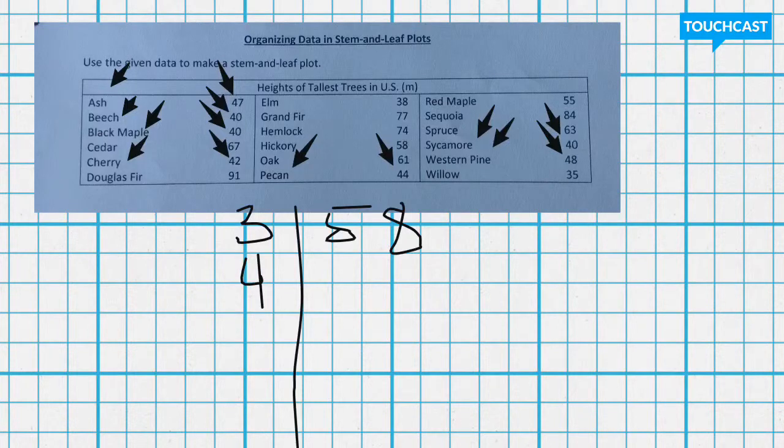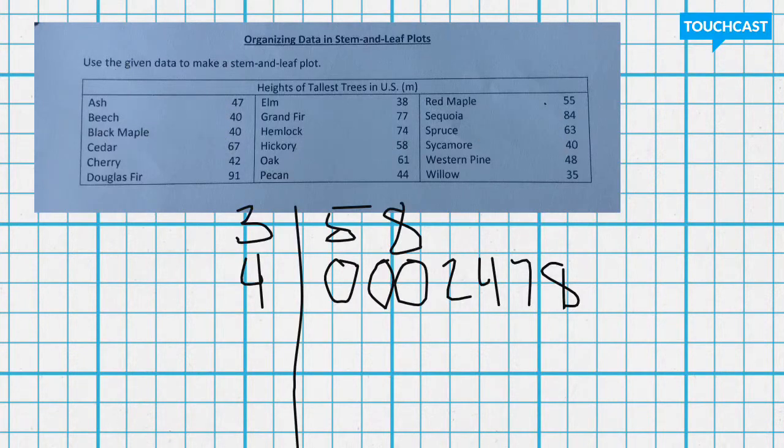Now, which numbers have the smallest value? I see 3 40s, which means we're going to write 0 down 3 times because it happens 3 times. Then I see a 42, so after those 3 zeros, we're going to write a 2. I don't see a 43, but I see a 44, so I'm going to write a 4. I also see a 47 and a 48, and that wraps up the 40s. Now we're going to look at the 50s.